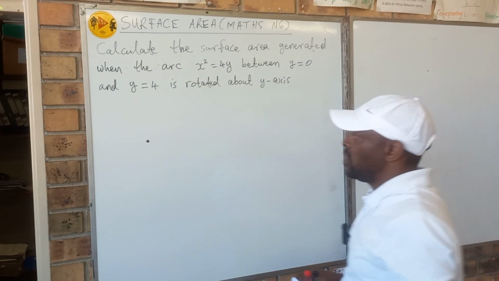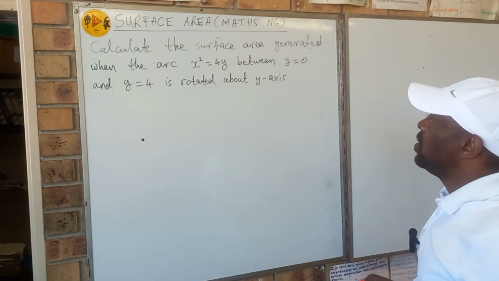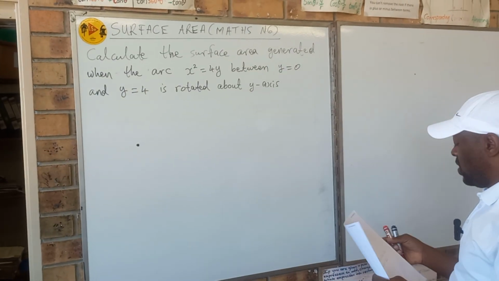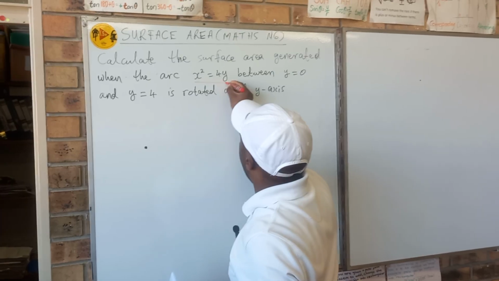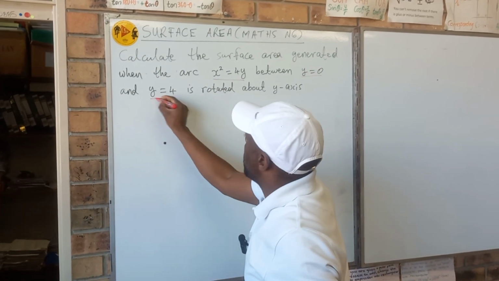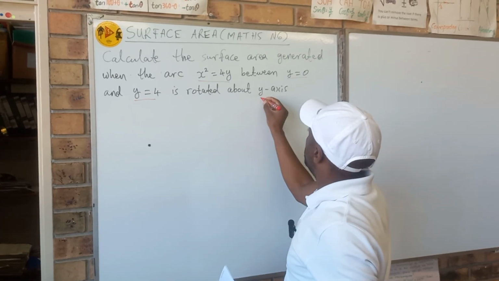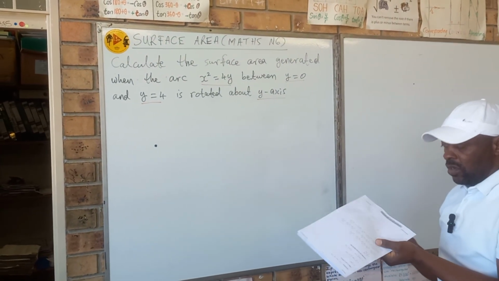Good day everyone. Let's look at this other problem on surface area from Maths 6. It says calculate the surface area generated when the arc x squared equal to 4y between y equal to 0 and y equal to 4 is rotated about the y-axis. So you see, I picked out all the important items.